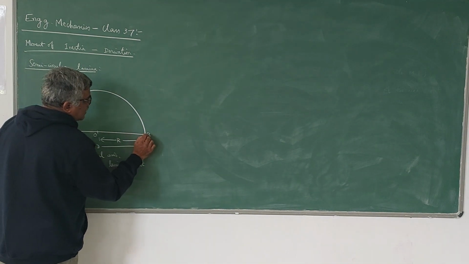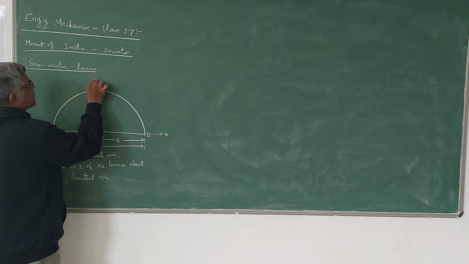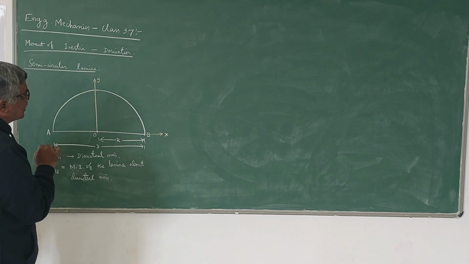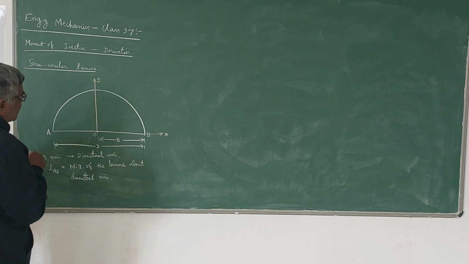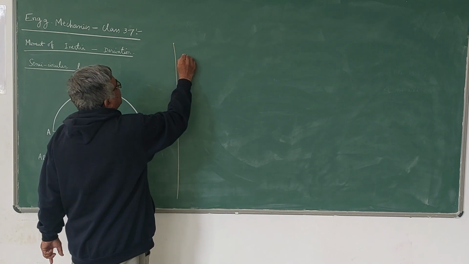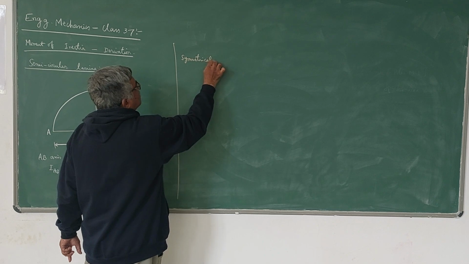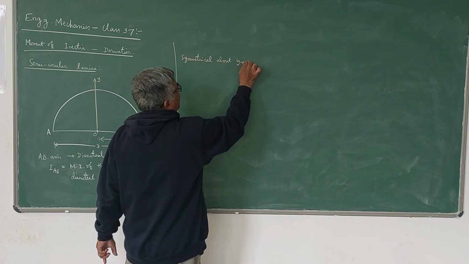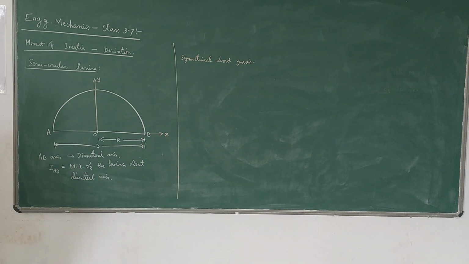Now I will take this AB itself as the x-axis, and I will take the y-axis passing through the center of this semicircle, like this. Now you can observe that this semicircle is symmetrical about the y-axis. So the figure is symmetrical about the y-axis. That means the left half of the y-axis is the same as the right half.